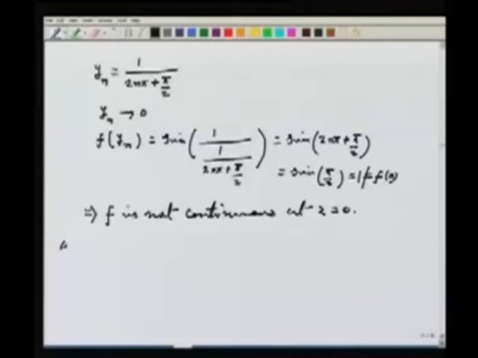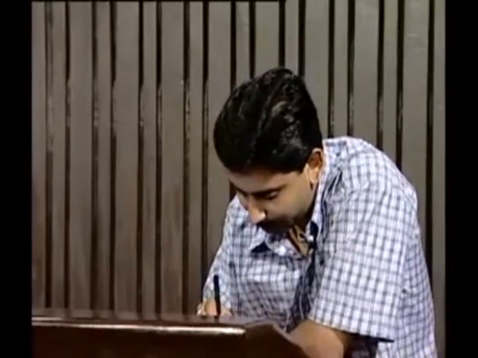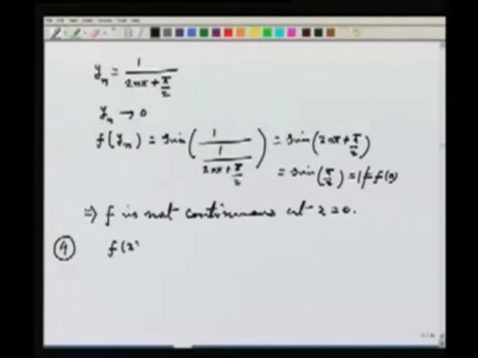Let's look at the fourth example, where I am just going to do a little bit of plastic surgery with the function which I have already taken. So let me now define f of x equals x sine 1 over x when x is not equal to 0. I define it to be equal to 0 when x is equal to 0. And I want to check whether this function is continuous at x equal to 0.